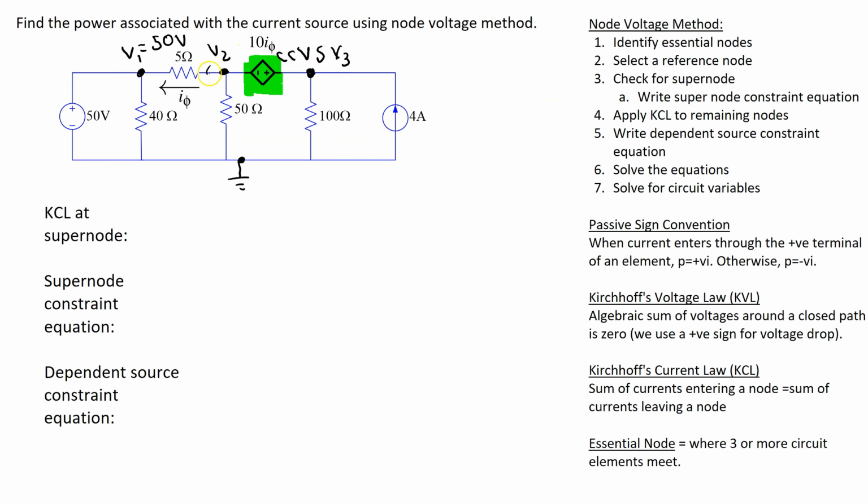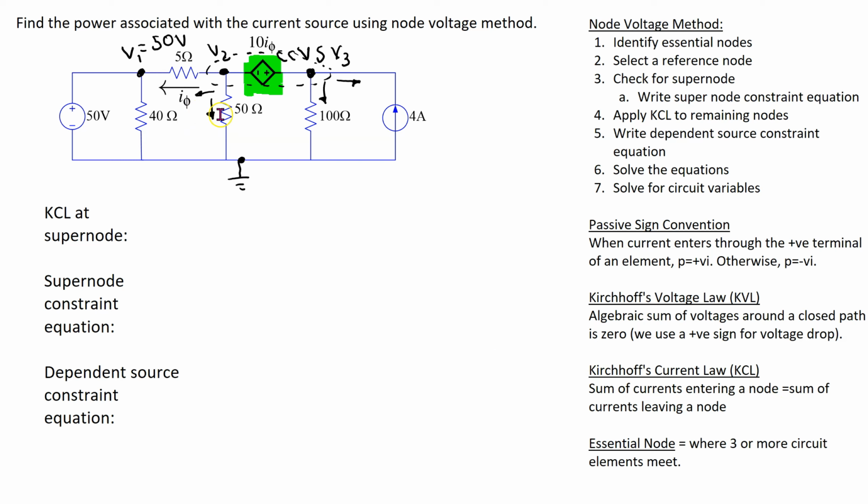So we treat these two nodes as a single node and apply Kirchhoff current law to the supernode. So we assume all branch currents are flowing away from the node. So on this side of the supernode we have two branch currents, and then on this side of the supernode we again have two branch currents. So we mark all the branch currents flowing away from the node, and now we are ready to apply Kirchhoff current law to the supernode.